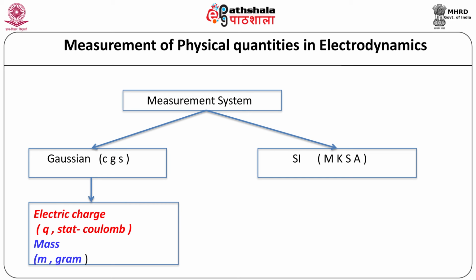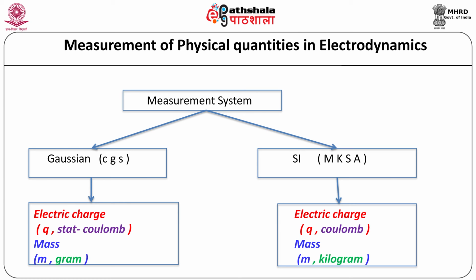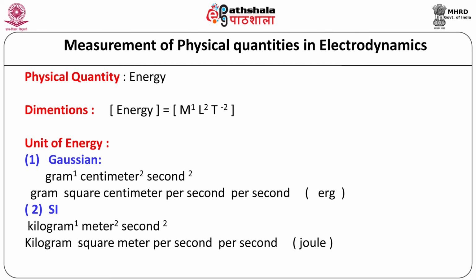One should know about the units of different physical quantities in SI as well as in Gaussian system of units. The units of electric charge and mass in Gaussian system are stat-coulomb and gram respectively. The unit of charge in SI system is coulomb and that in Gaussian is stat-coulomb. Dimensions of a physical quantity can be used to obtain the relation between units of a quantity in different systems of units.